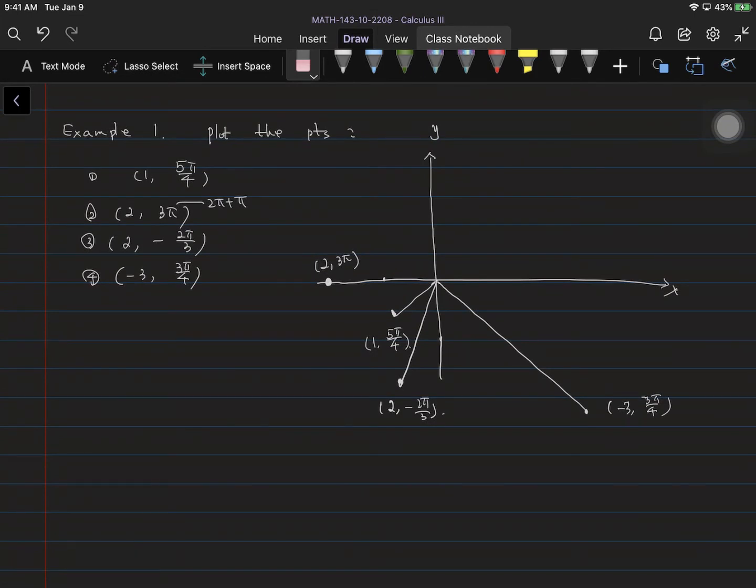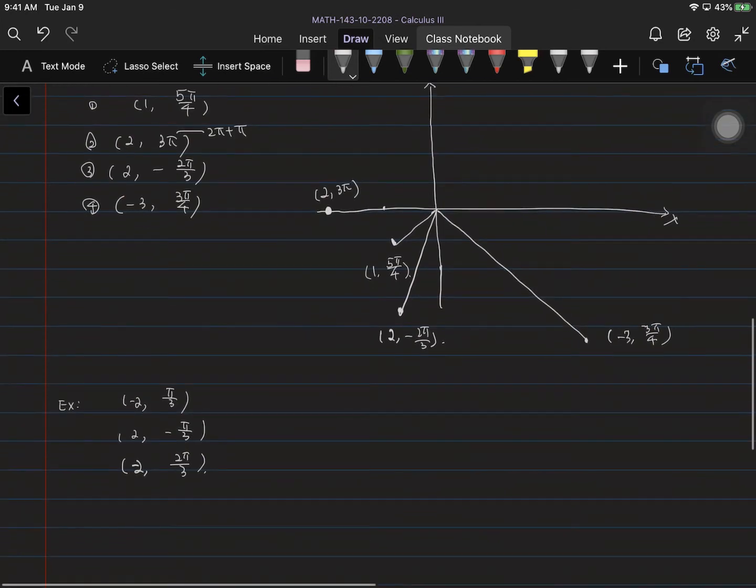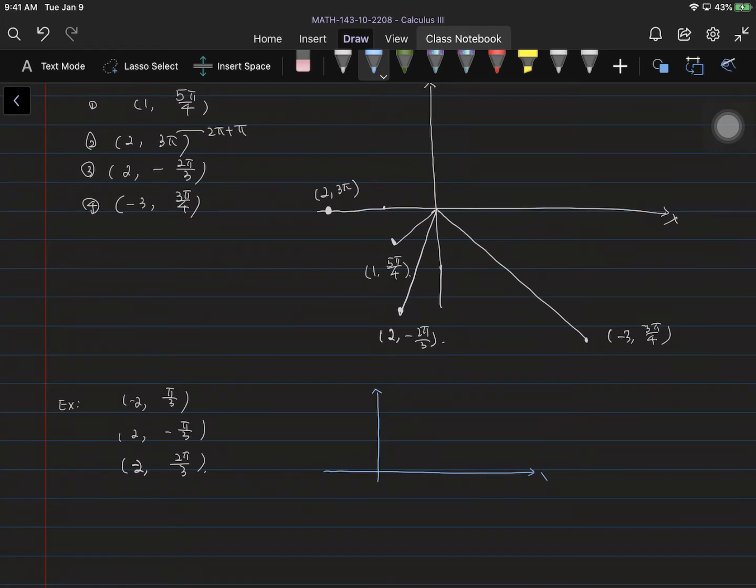Now you can try these points: (−2, π/3), (2, −π/3), (−2, 2π/3). Okay, so I'm going to give you the solution now, but it's good for you to do the problems by yourself. If you look at my solution, π over 3 should be around here, but it's negative 2. Okay, go to the other side.